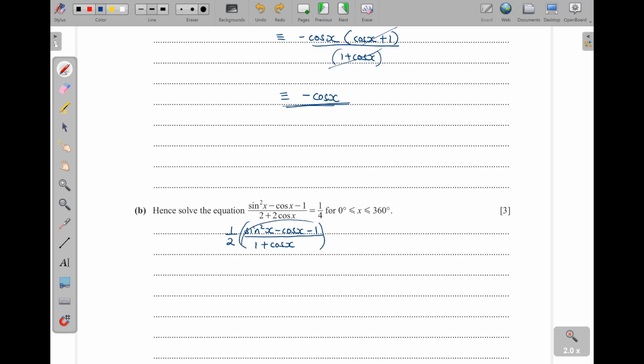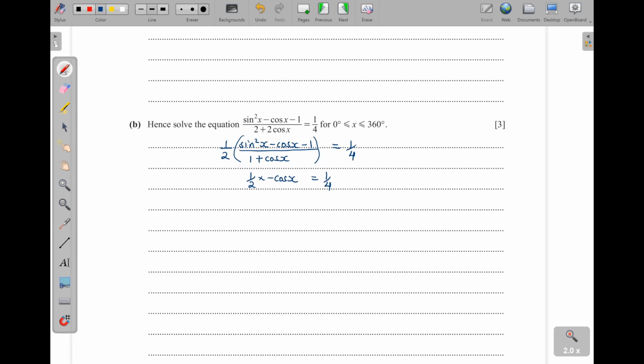So this whole thing, remember, is equal to this. Then we shall say a half of negative cosine of x is equal to a quarter. You see that? Then, if you get a quarter, divide by a half, what do you get? That is a quarter times 2 over 1, which will give us a half. But there is a minus, so cosine of x is going to be equal to negative a half. So x will be the arc cosine of negative a half.